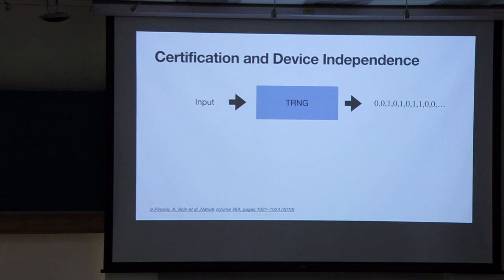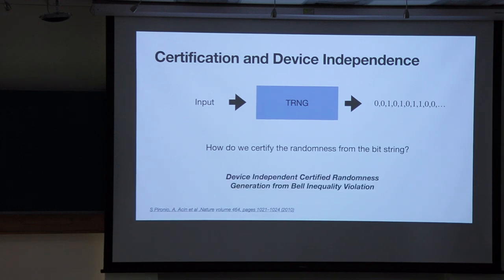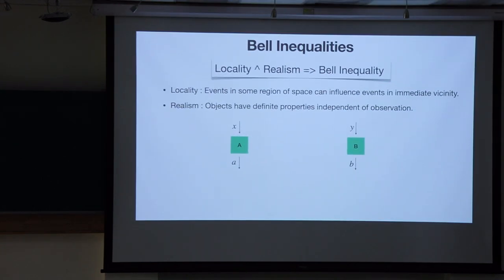So Pironio and Acín in this really famous paper showed that it is possible to certify these random numbers device-independently, by violation of the Bell inequality. Let me show you how this is done. I don't really have to introduce the Bell inequality here, but as a refresher, the Bell inequality can be derived from the conditions of locality and realism. Locality follows the usual definition: if you do something here, it won't affect something very far away. And realism is the property that objects have definite properties without measurements.